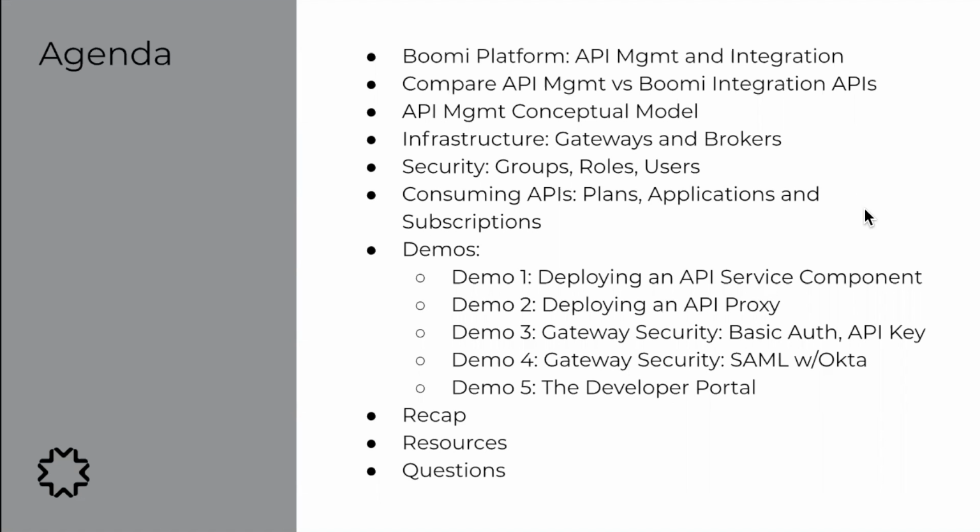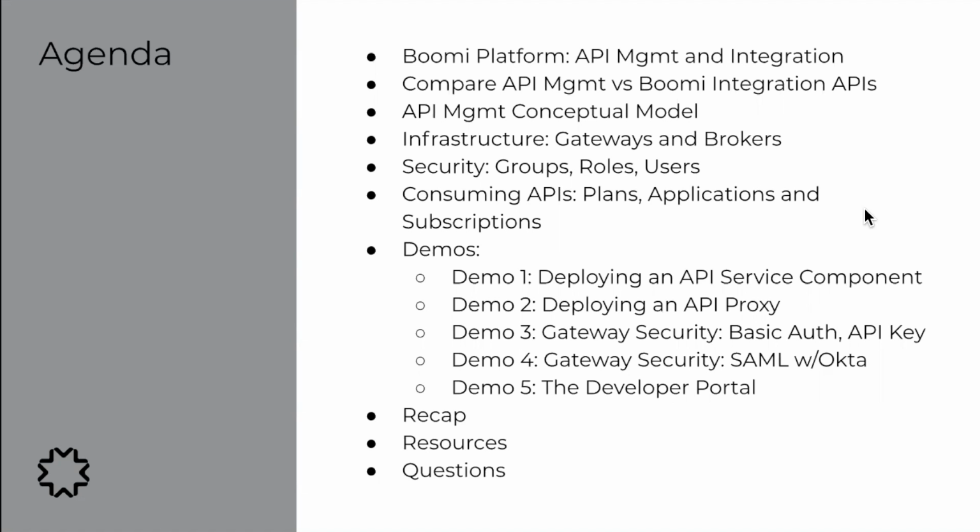We're going to review the API management conceptual model. We're going to talk a little bit about infrastructure, specifically gateways and brokers, and how that relates to API management. We're going to talk about security, specifically groups, roles, users, and how those play in the API management space. We're also going to talk about how to consume APIs via plans, applications, and subscriptions.